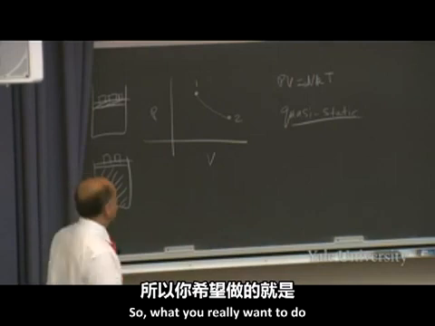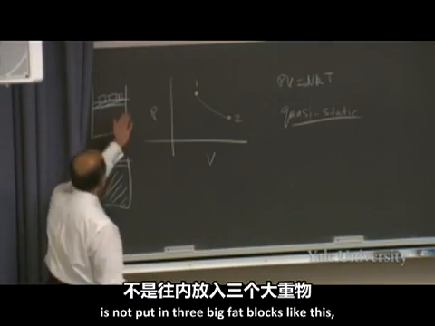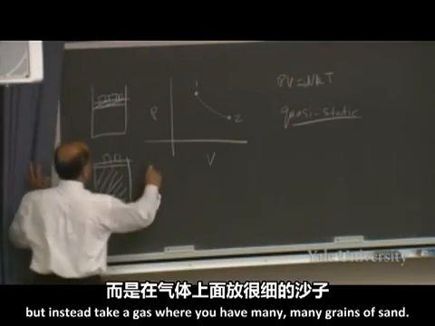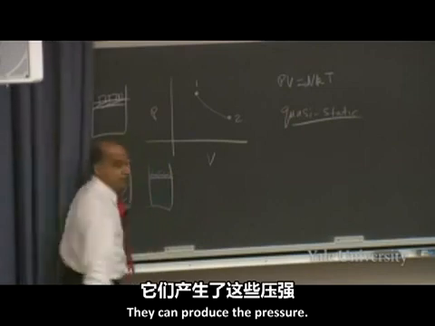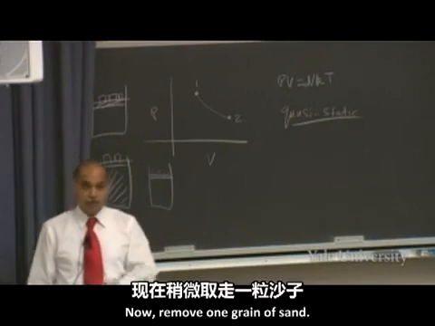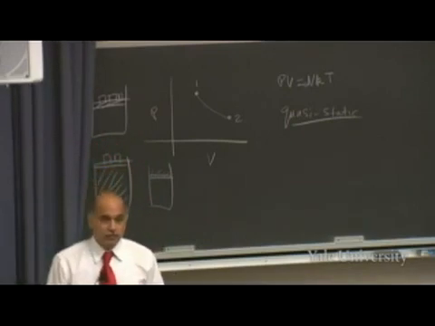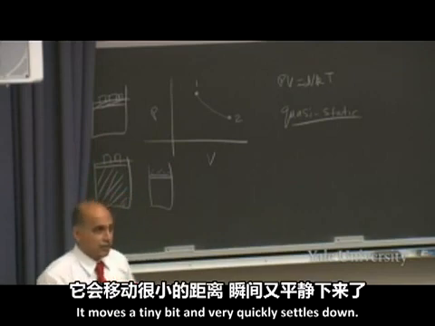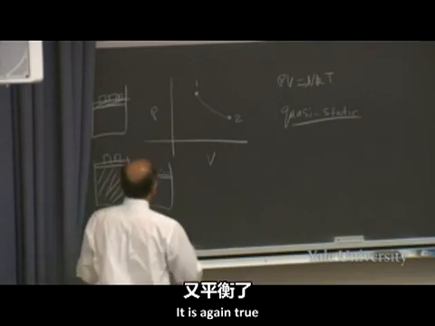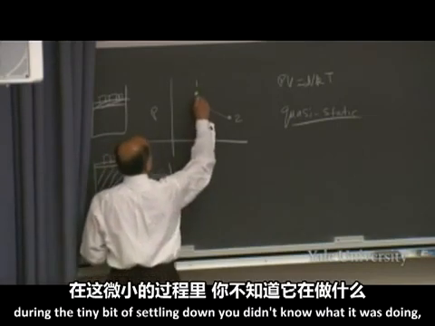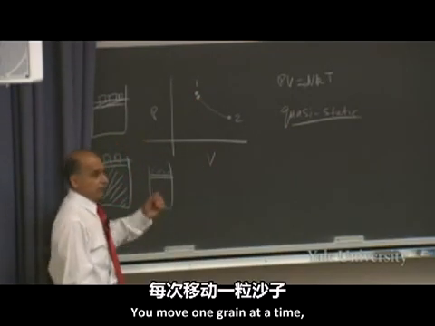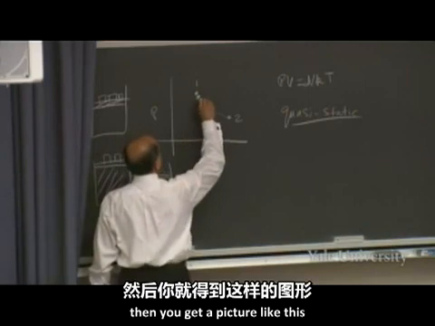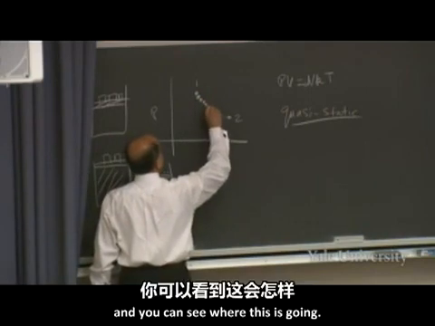So what you really want to do is not put in 3 big fat blocks like this, but instead take a gas where you have many, many grains of sand. They can produce the pressure. Now remove 1 grain of sand. It moves a tiny bit and very quickly settles down. It is again true, during the tiny bit of settling down, you didn't know what it was doing, but you certainly nailed it at the second location. Remove 1 grain at a time. Then you get a picture like this. And you can see where this is going.